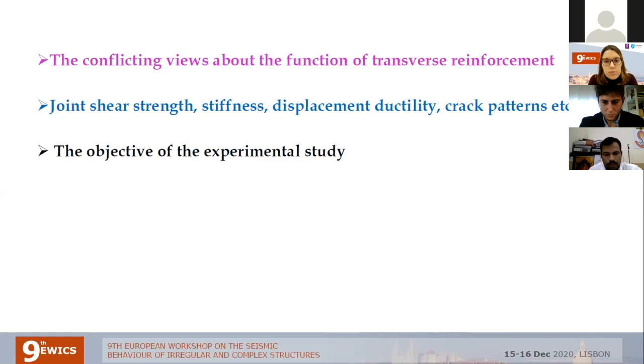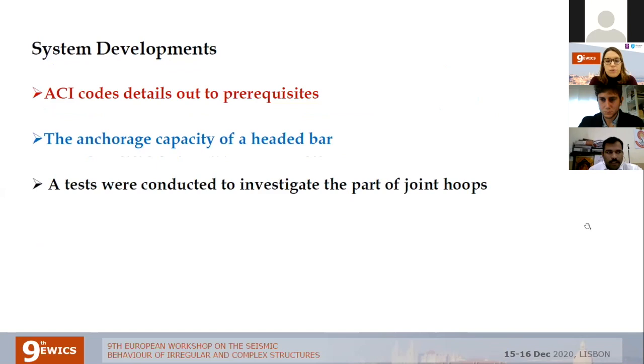Now, about the experimental study, in our system development, we use the ACI requirements for the minimum area of the joint transverse reinforcement and greatest possible spacing of transverse reinforcement to obtain satisfactory confinement. The anchorage capacity of the headed bar is also to a great extent owed to the bearing, which may require less confinement as compared to the joint with hook bar, that is the conventional bars.